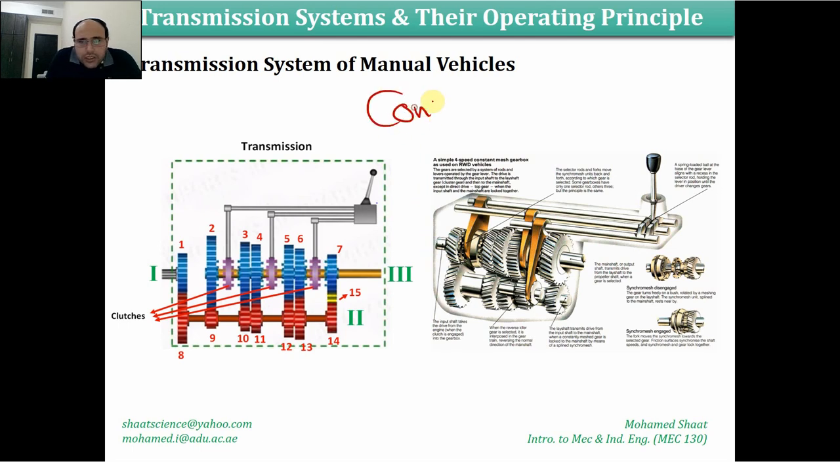This kind of mesh is known as constant mesh. Remember that I'm telling you all of these details about the constant mesh over all of these gears just so you know how these systems work for now. So what does constant mesh mean? If I say gears 1 and 8 are constant mesh, it means that there is no possible option in this mechanism for gear 1 to be disconnected from gear 8. All the time, gear 1 is connected to gear 8. So both are in constant mesh, constant connection.